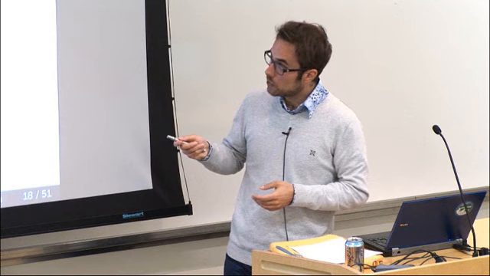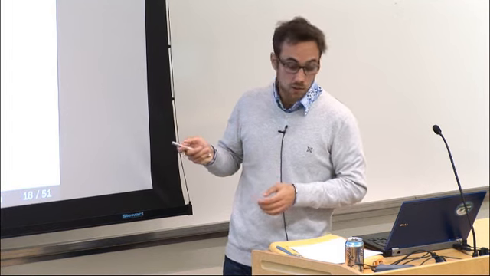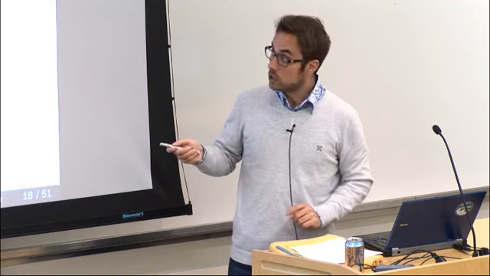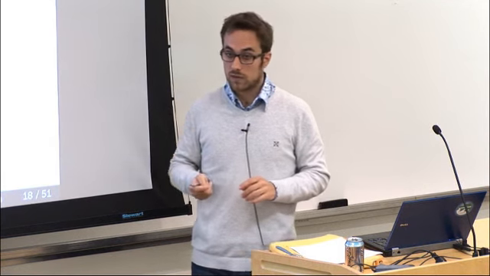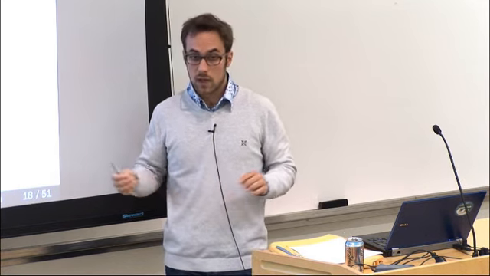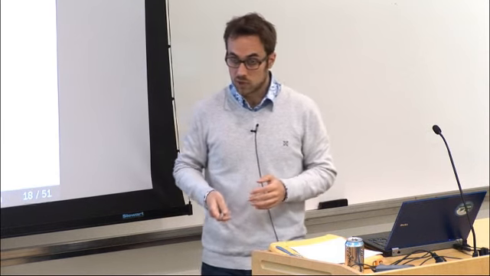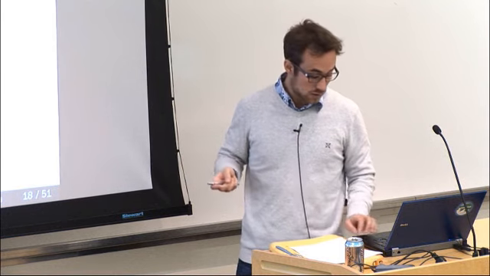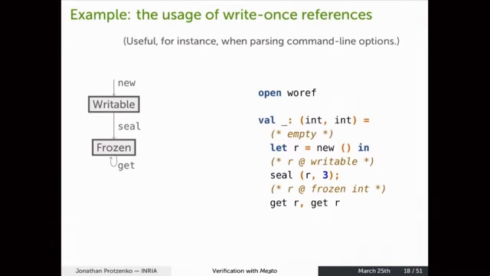So you start with a new write once reference, which is in the state writable. Then you seal it. So seal has two effects. It writes something into the reference, and then it makes it immutable. So you can no longer write into it. And then once in the frozen state, you can call get repeatedly, which keeps you in the frozen state.